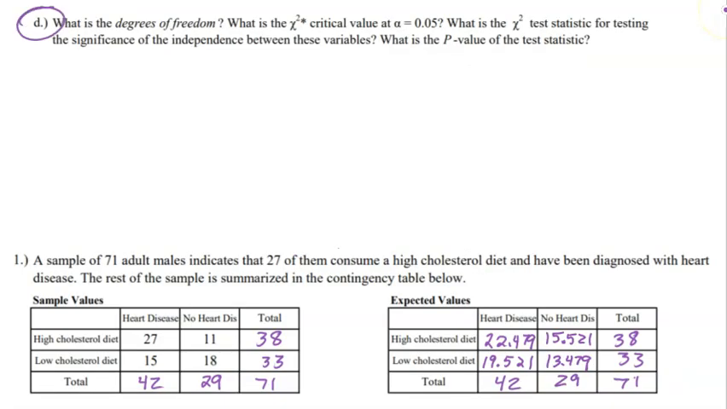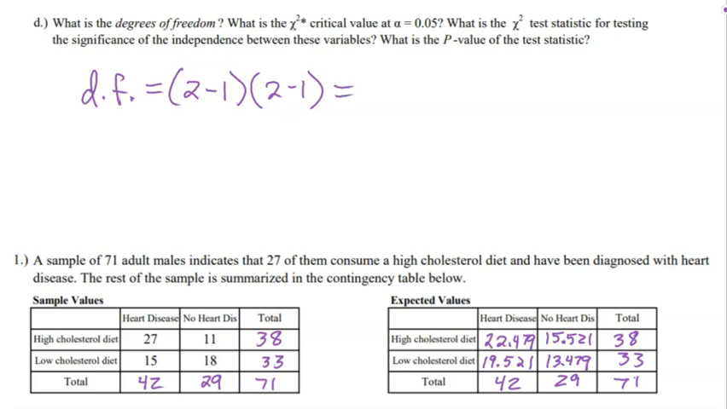All right, now let's look at part D of this question. The first thing says, what is the degrees of freedom? Okay, well, let me remind you that the degrees of freedom are going to be equal to the number of rows. So how many rows are there? Here's one row, here's another row. Okay, so there's one row, two rows, minus 1. So 2 minus 1 times the number of columns. How many columns are there? 1, 2 columns, minus 1. We're going to multiply them.